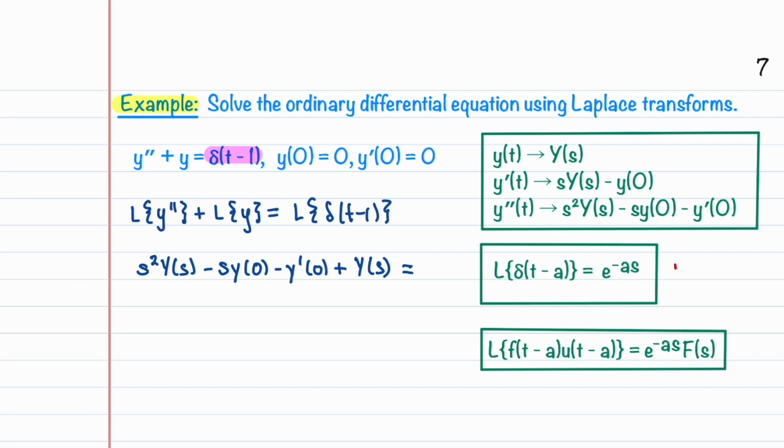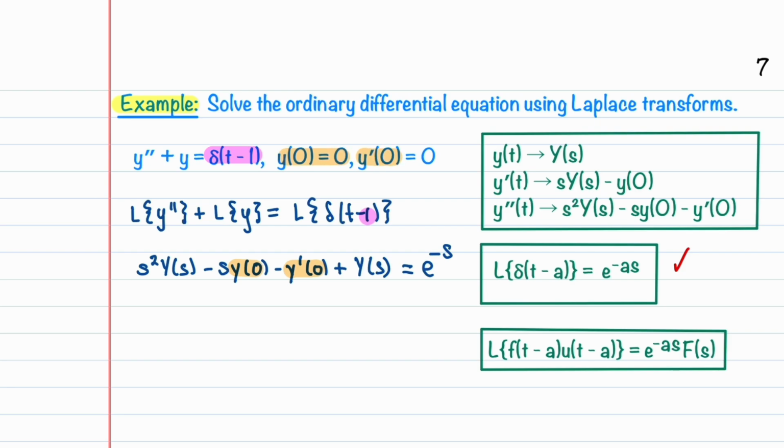And then we need the Laplace transform of our delta function. I put that formula right here. It is e to the minus as. In our example, a is equal to 1, so we have e to the minus s. Let's now substitute in our initial conditions, y of 0, y prime of 0. If we look up here, we see that y of 0 is 0 and y prime of 0 is 0.